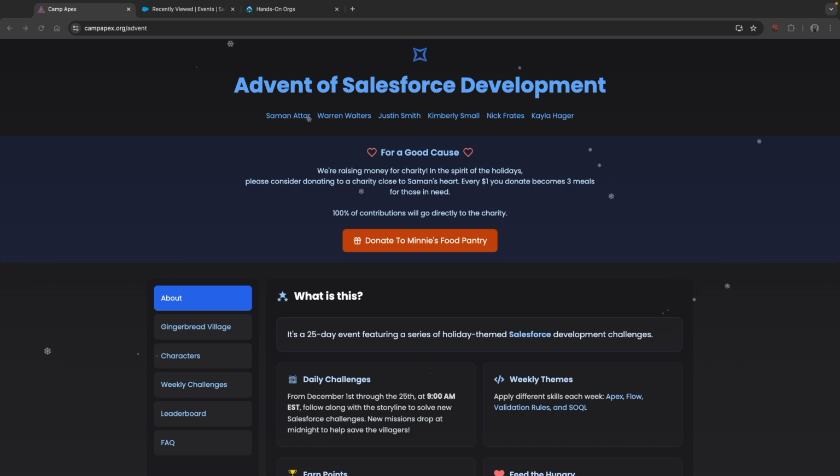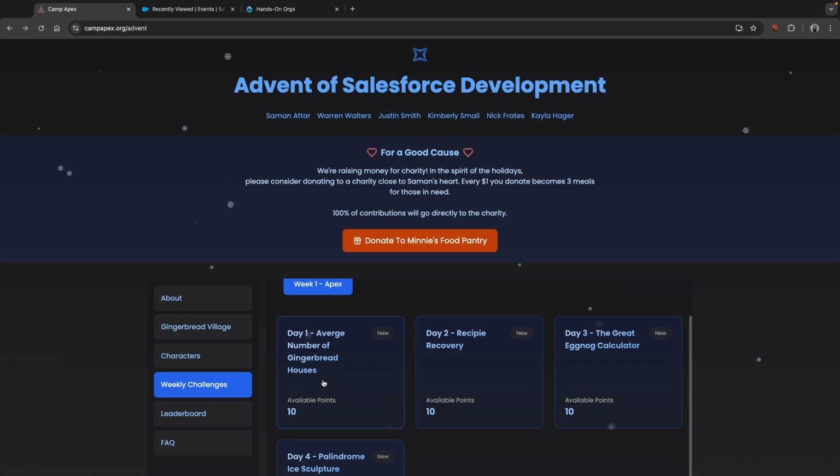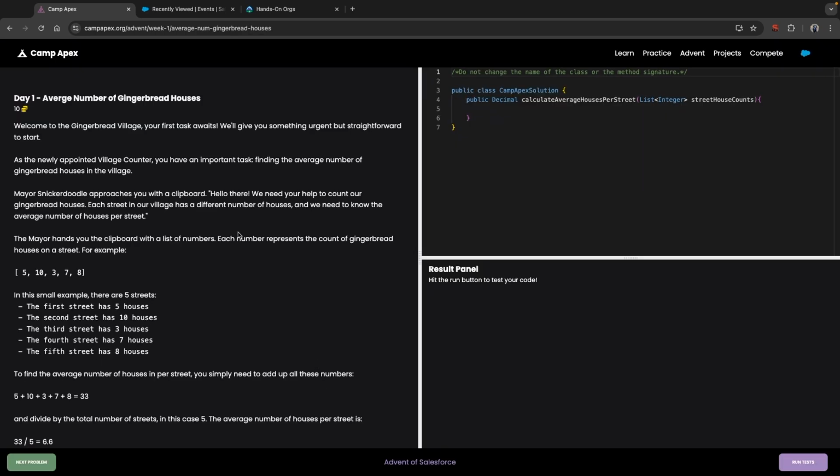I have Camp Apex set up. It's already connected to my Trailhead org, and I'm looking at the very first challenge in our Advent of Salesforce Development. And that challenge is day 1, average number of gingerbread houses. Now, I'm not going to read this backstory to y'all, so feel free to pause the video and read it on your own to bring yourself up to speed. I'm going to start right here with our input.